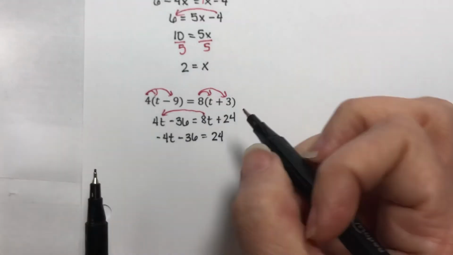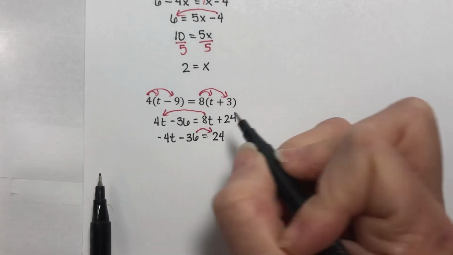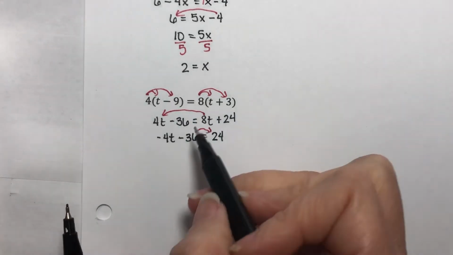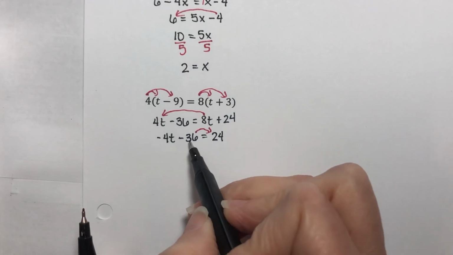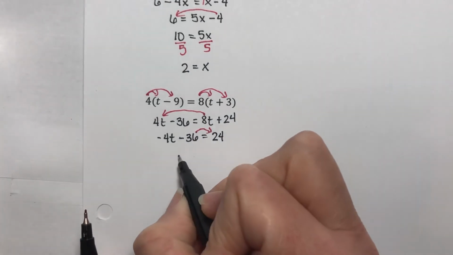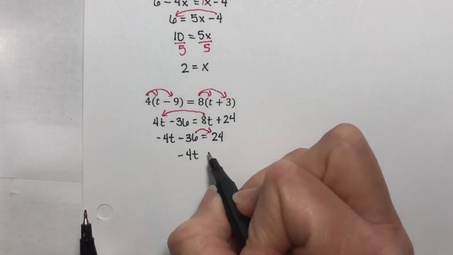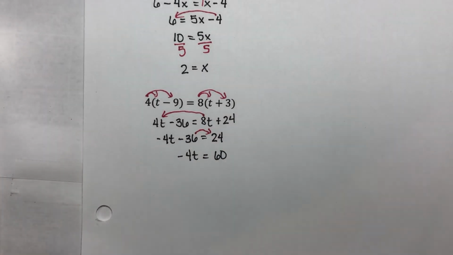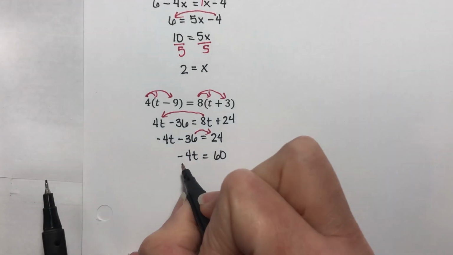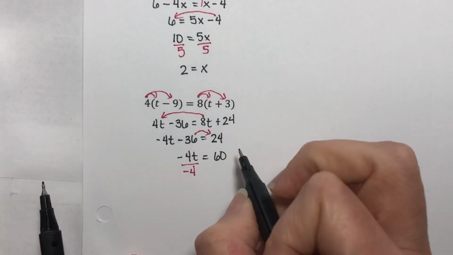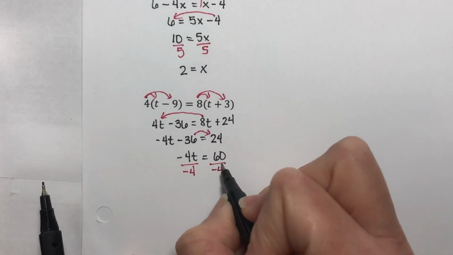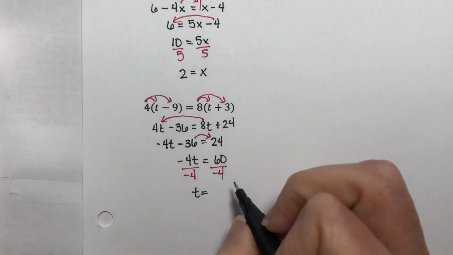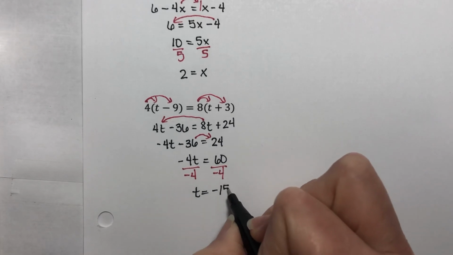Okay, now let's get the 36 over to here. So when I add these together, because I'll be adding to get rid of this, I will have negative 4t is equal to, that's going to be 60. Now I'll divide both sides by a negative 4. And you get t is equal to negative 15.